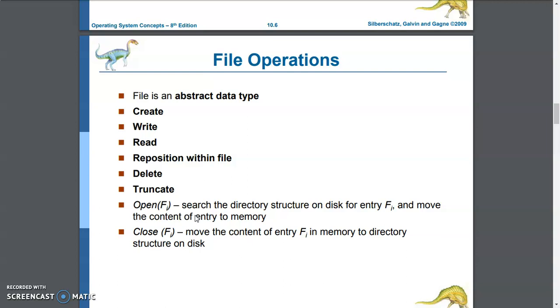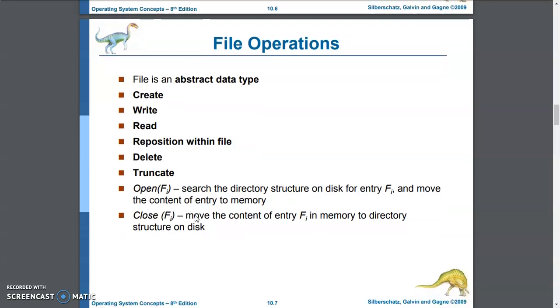Next, reposition means we replace the content of data in the file. Deleting means we are removing the data information from the file. Truncate means we remove all the data from the file. The most commonly used file operations are file open and file close. These are two system calls used for file opening and file closing.